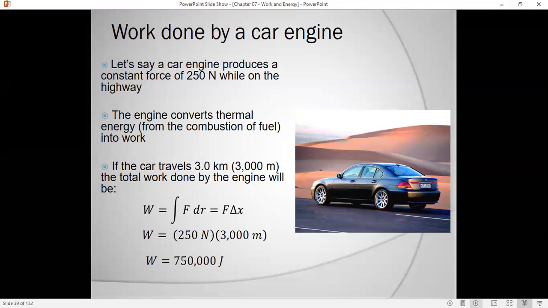We're going to look at a car engine producing 250 newtons of force. The car is going to travel 3,000 meters, and with a constant force and a force in the same direction as the displacement, our equation just simply becomes force times displacement. So I have 250 newtons. Convert my displacement into SI units, so 3,000 meters from 3 kilometers. And as you can see here, the total work done in this process is 750,000 joules.